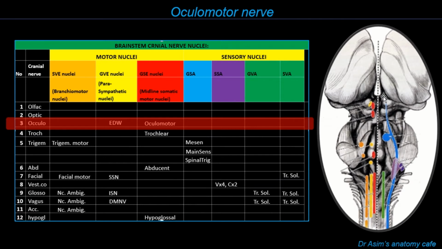The illustration shows the posterior aspect of the midbrain, where you can see the superior colliculi and the inferior colliculi. These are the lobulated swellings present at the back of the brain. Both the oculomotor nucleus, shown in red, and the Edinger Westphal nucleus, shown in yellow, are situated in the upper half of the midbrain at the level where the superior colliculus is situated.